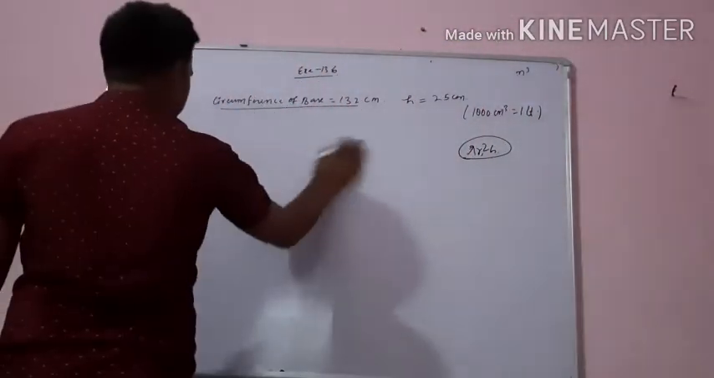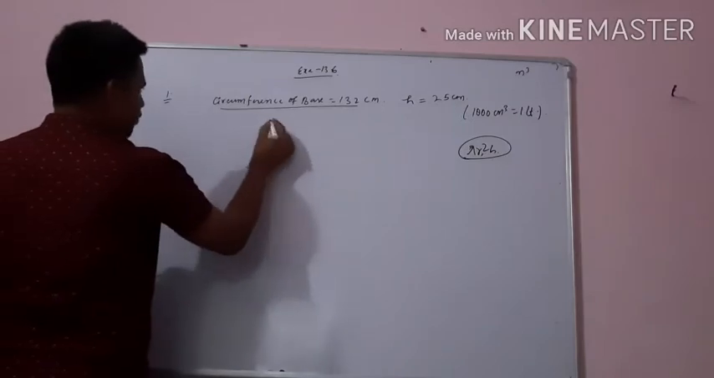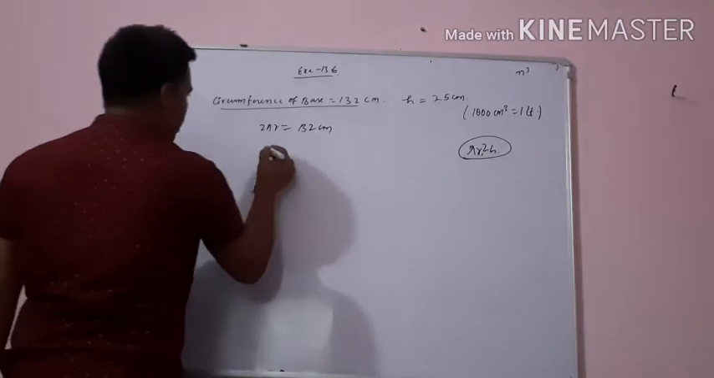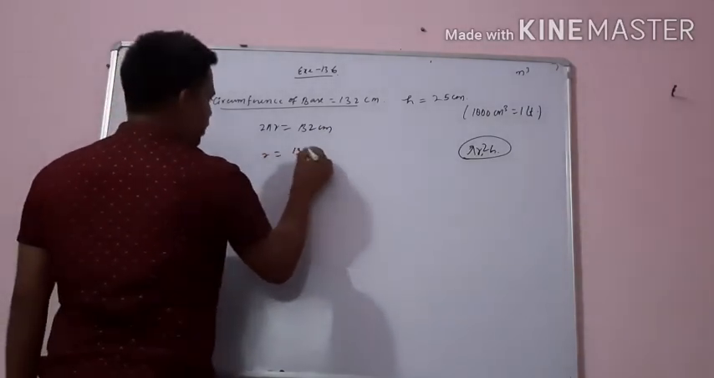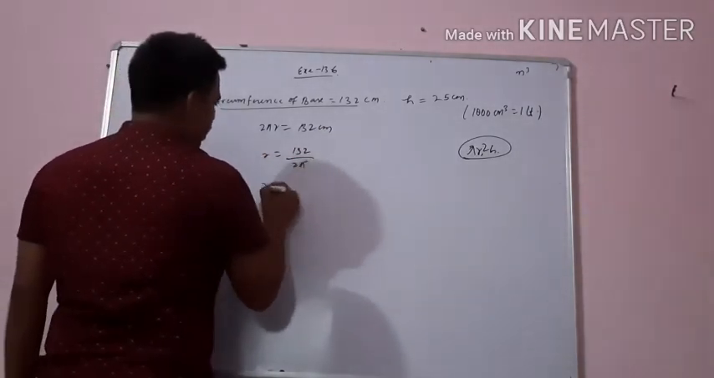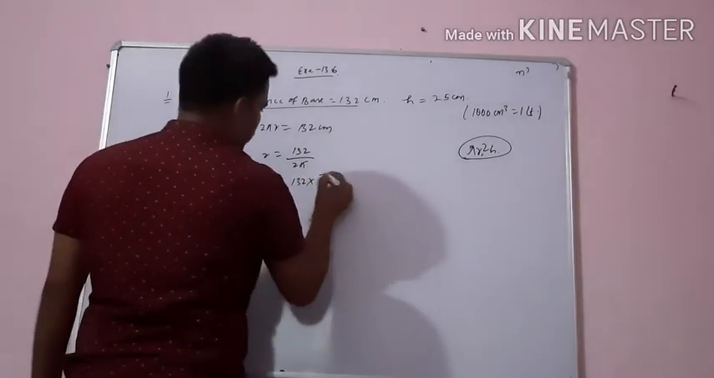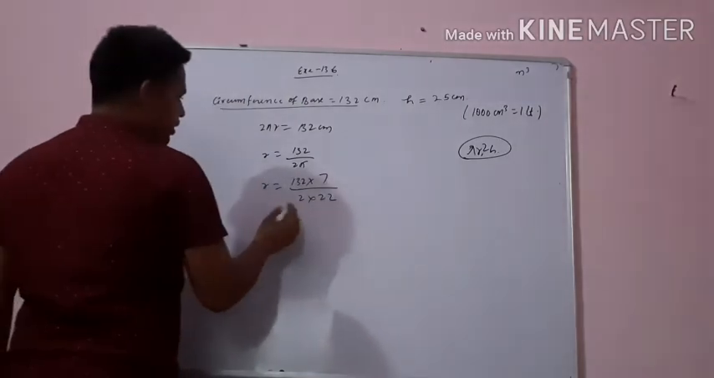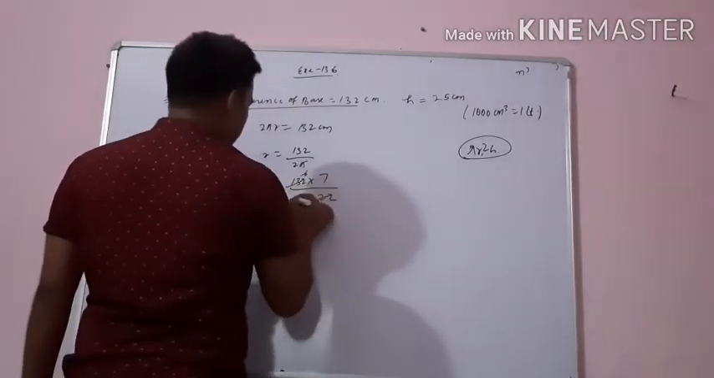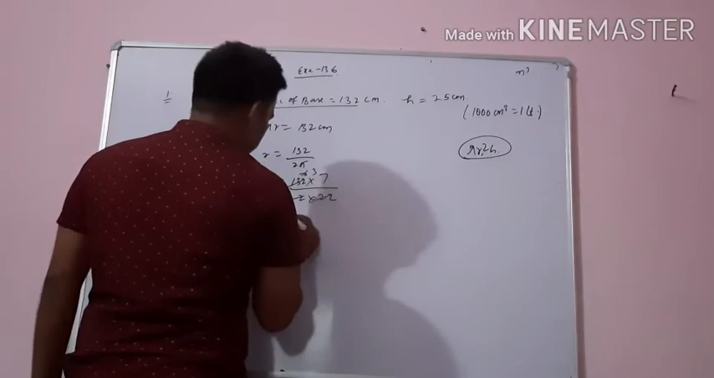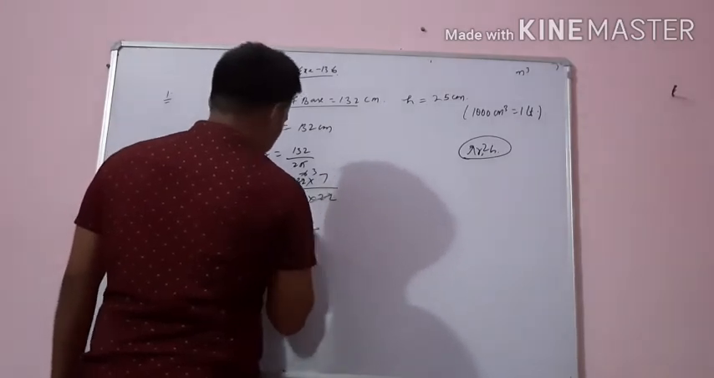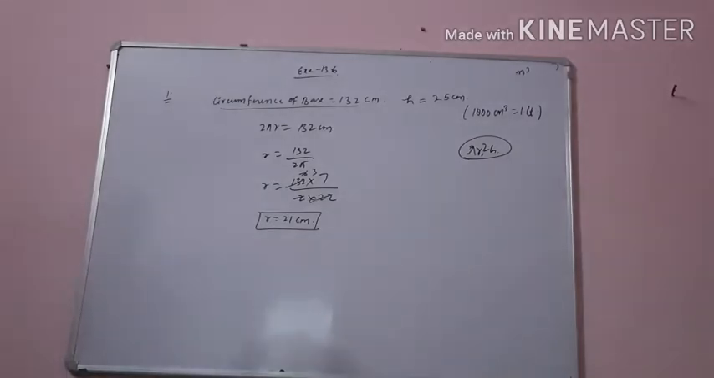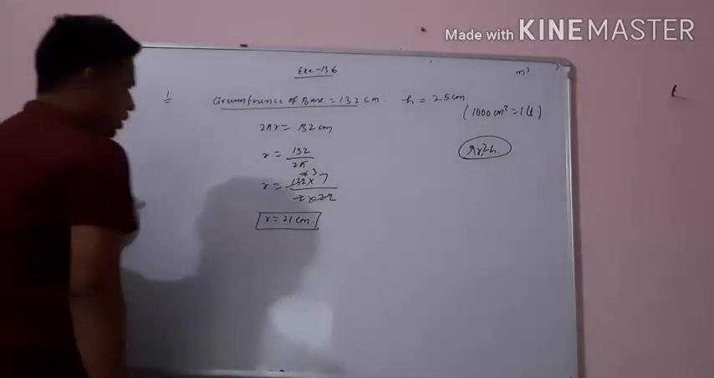Now let us see. The circumference of the base, 2 pi r, equals 132 centimeter. So r equals 132 upon 2 pi. Taking the value of pi as 22 upon 7, it is 132 into 7 upon 2 into 22. When we cancel out, r equals 21 centimeter. So the value of r is 21 centimeter.